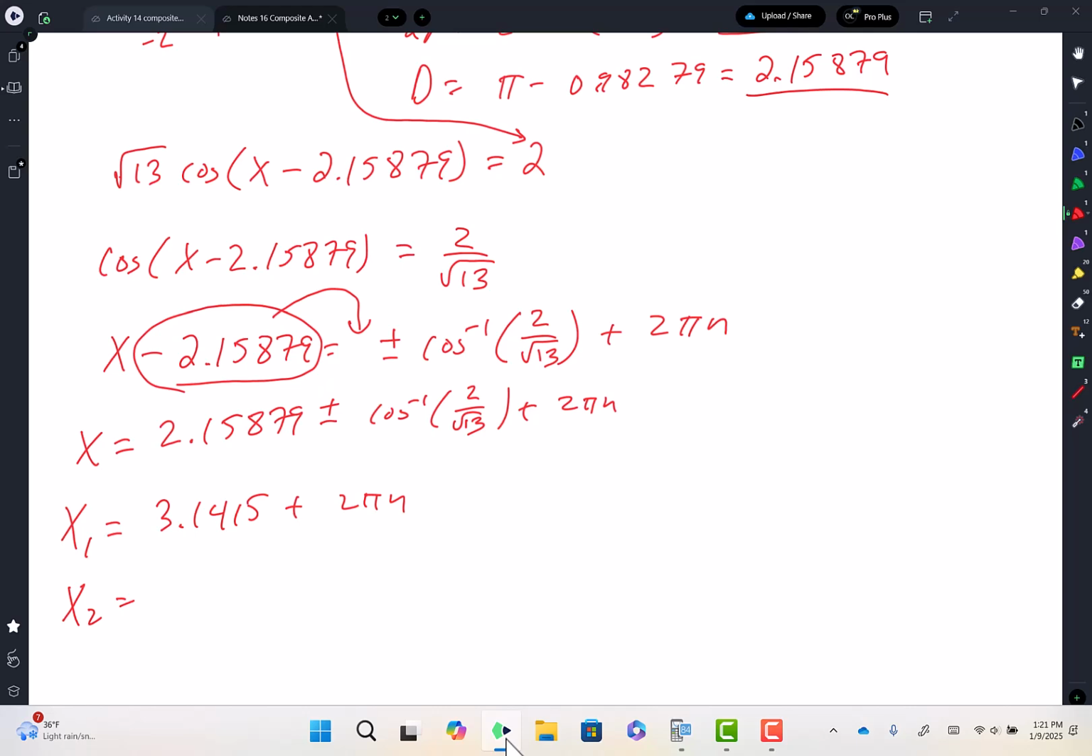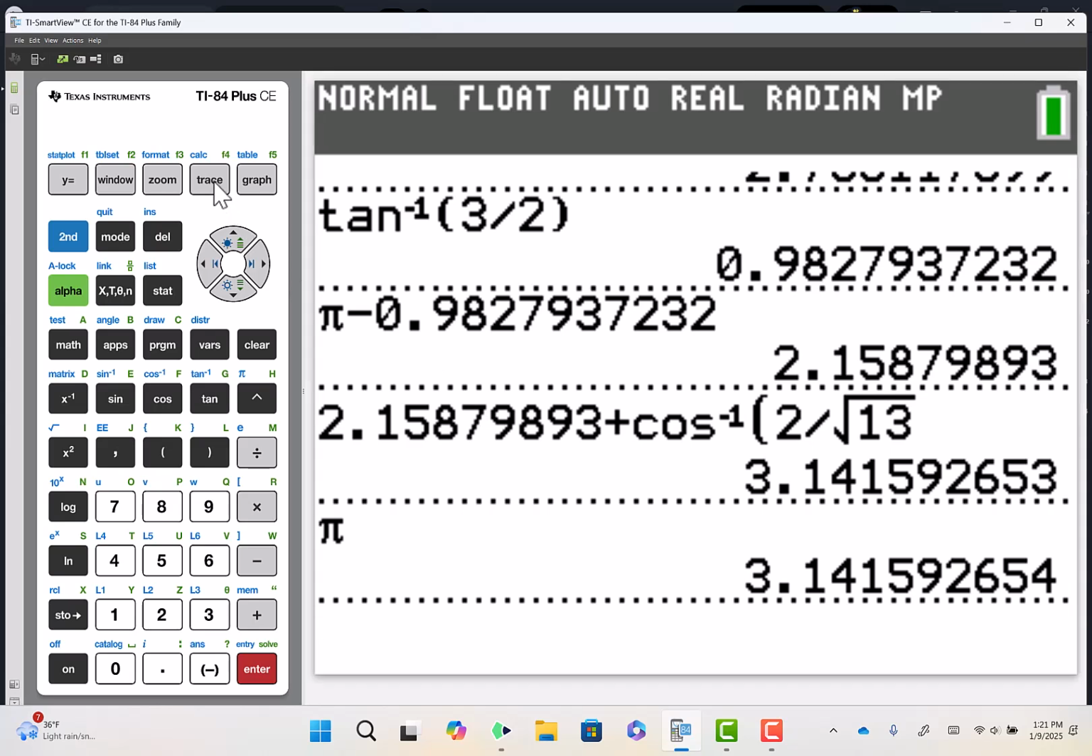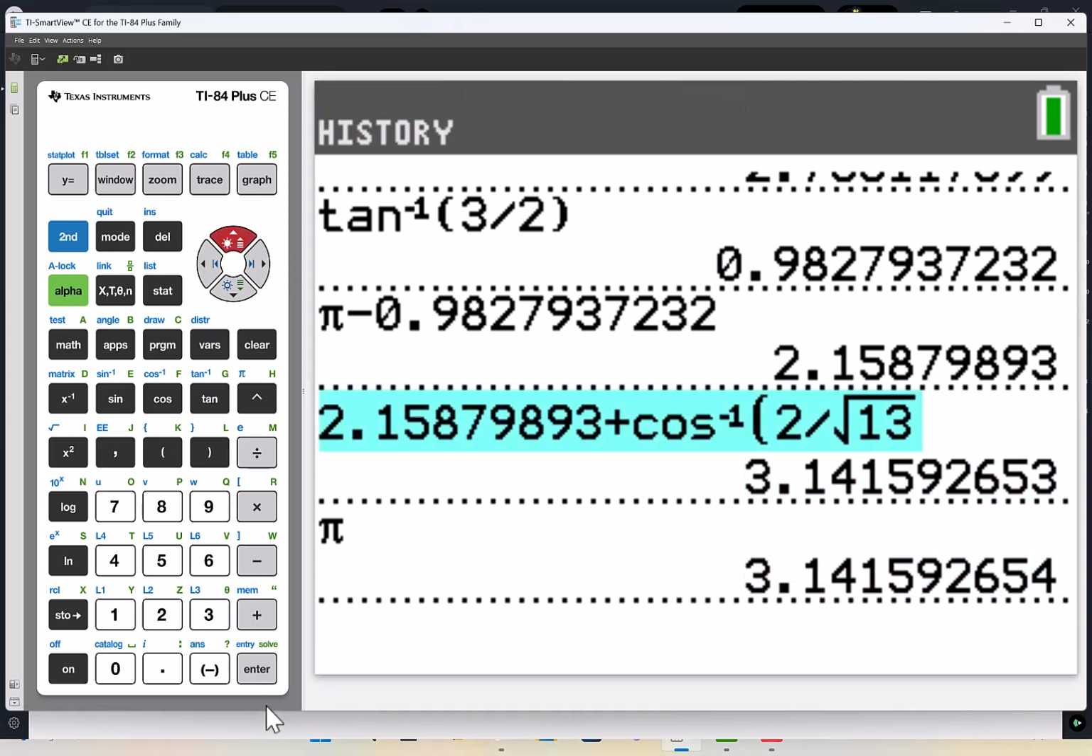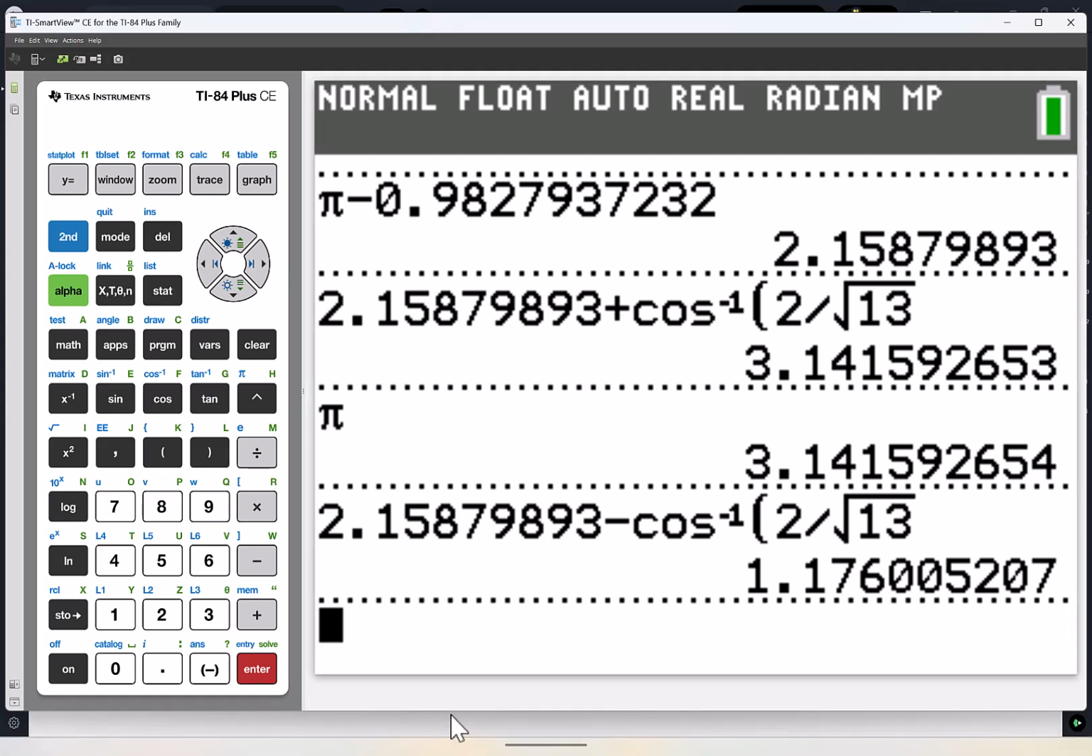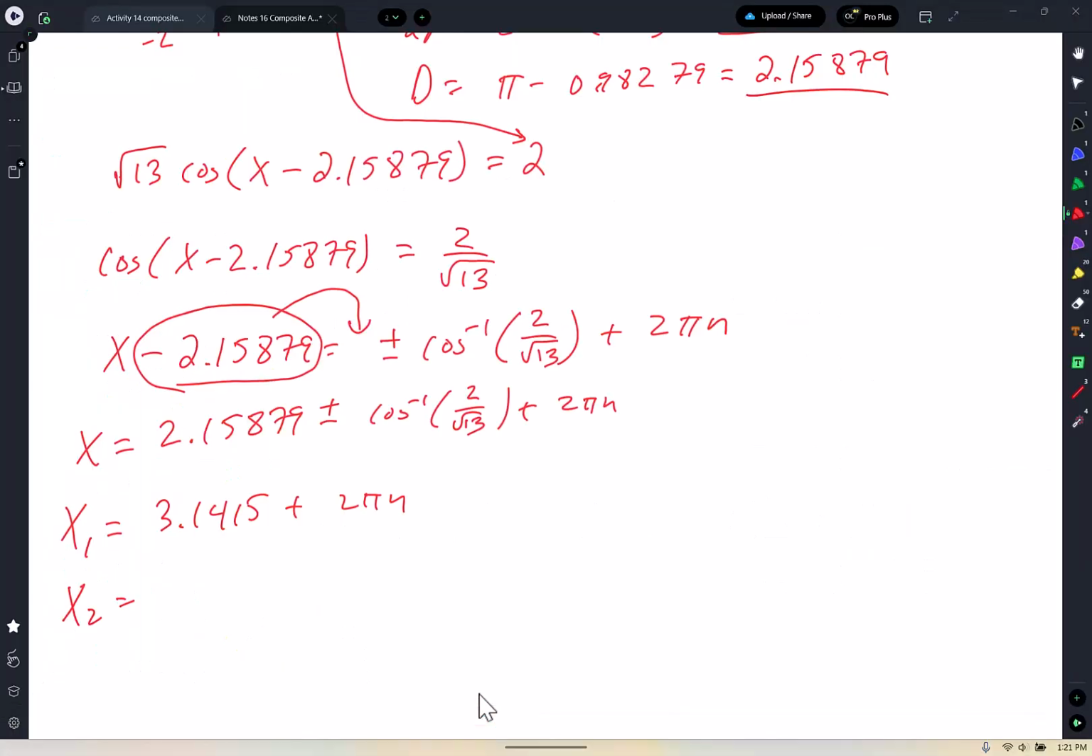X2. Instead of the plus, we're going to do the minus. So you're just going to scroll up to this guy, and then just change the plus to a minus. 1.1760. 1.1760 plus 2 pi n. Okay? We're done, guys. We're done.